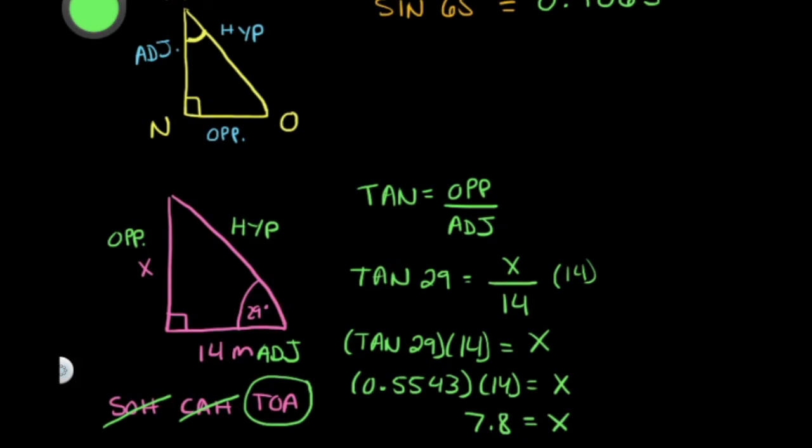And remember that our triangle showed our measurements in meters. So we can write therefore x is 7.8 meters.